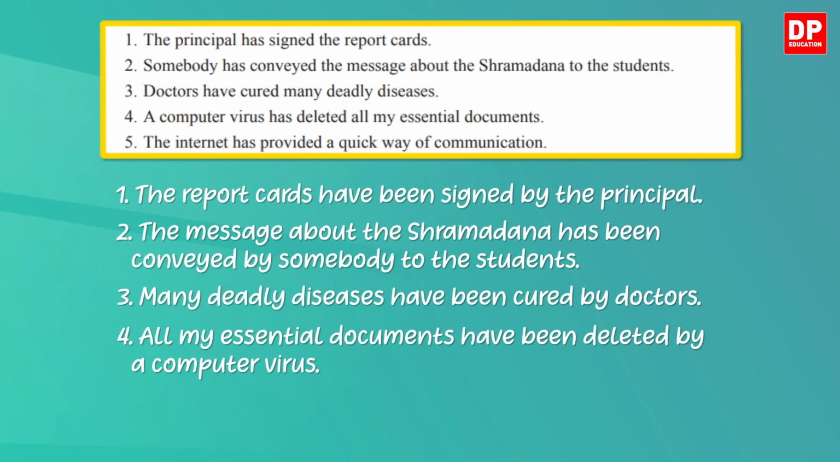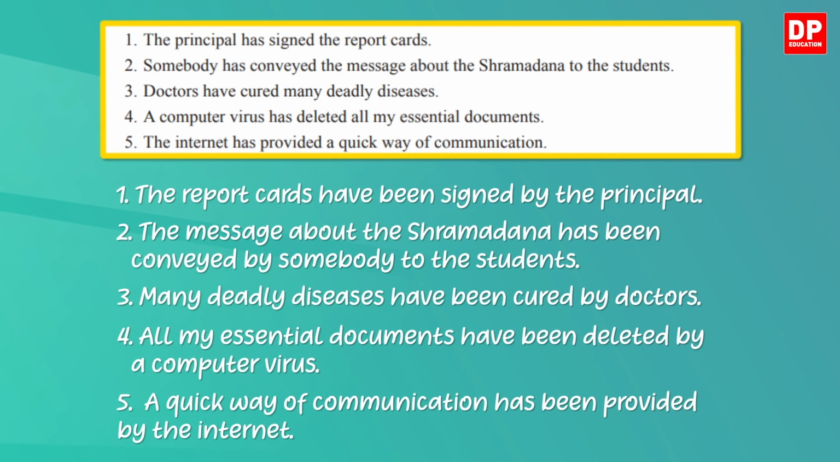Now the last one. The internet has provided a quick way of communication. So what is the passive sentence? A quick way of communication has been provided by the internet. I hope you could write all the sentences correctly.